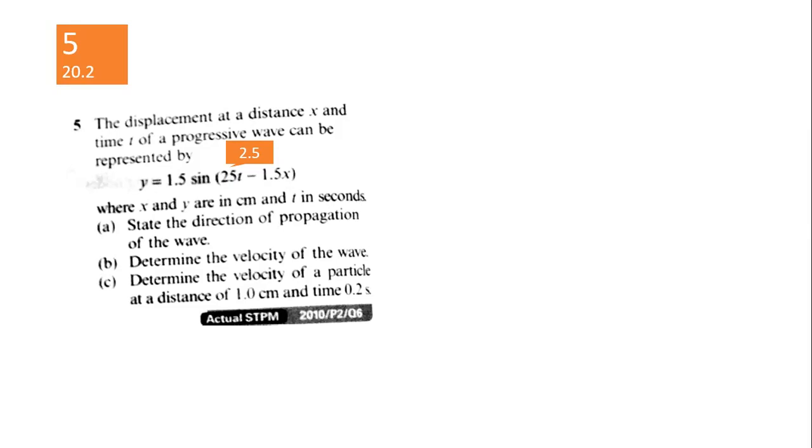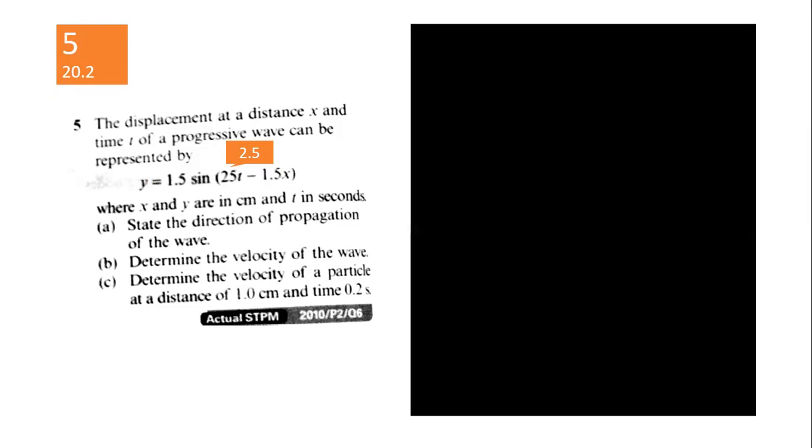The displacement, distance x and time t of a progressive wave can be represented by this equation. x and y in cm, t in seconds. State the direction of propagation of the wave. So what is the direction of propagation of the wave? Positive x direction, good.